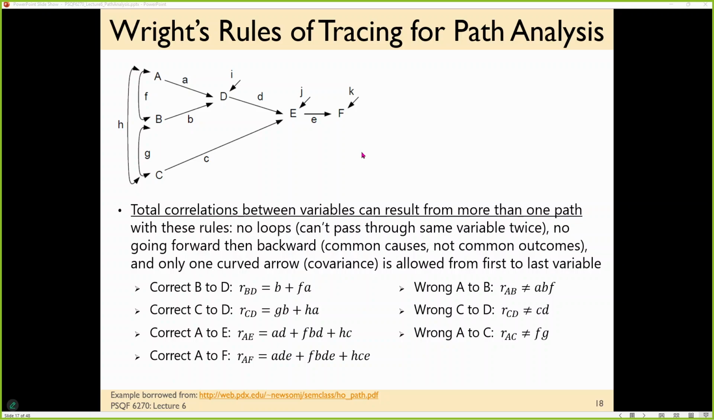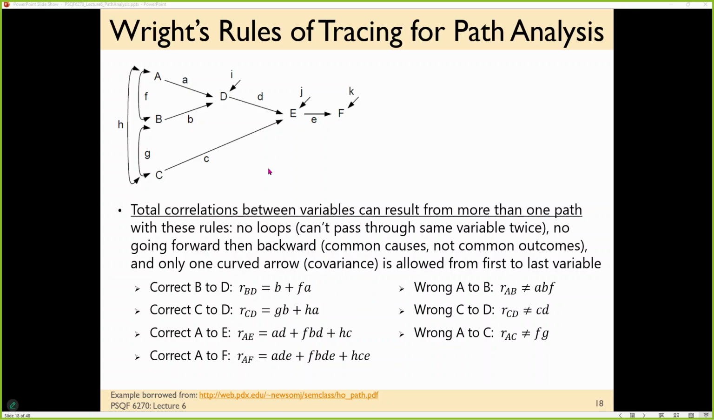Okay, here's a better picture. Let's play. I stole this from someone else's SEM class, so thank you. There's the link below. So these are variables A, B, C, D, E, and F. Then we have labels for the paths between them. There are rules for figuring out how these models generate predicted relationships, and they're called Wright's rules.